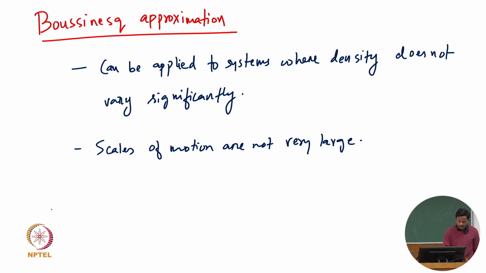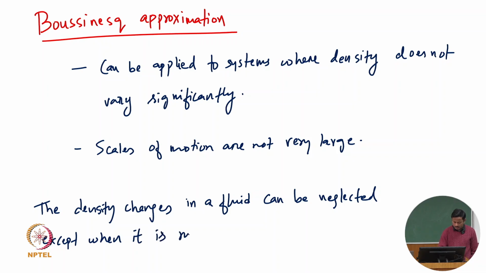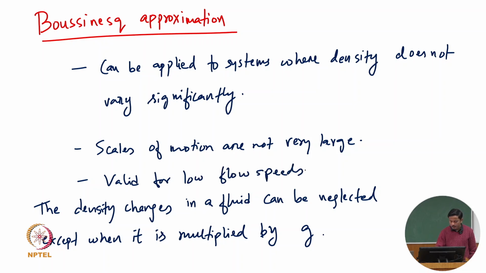So the Boussinesq approximation states that the density changes in a fluid can be neglected except when it is multiplied by the acceleration due to gravity g. So this is also valid for low flow speeds. How low? So Mach number is less than 0.3, in very small flow speeds where no appreciable pressure differences are generated. We can assume the Boussinesq approximation to be valid.